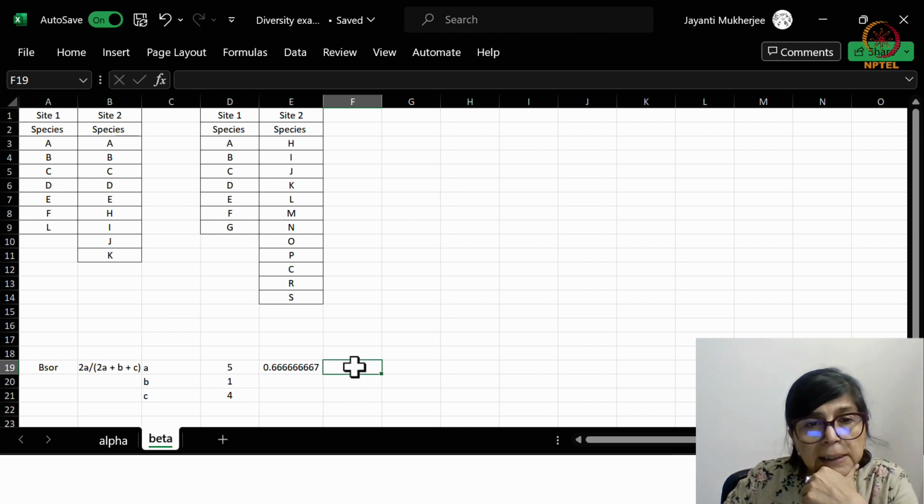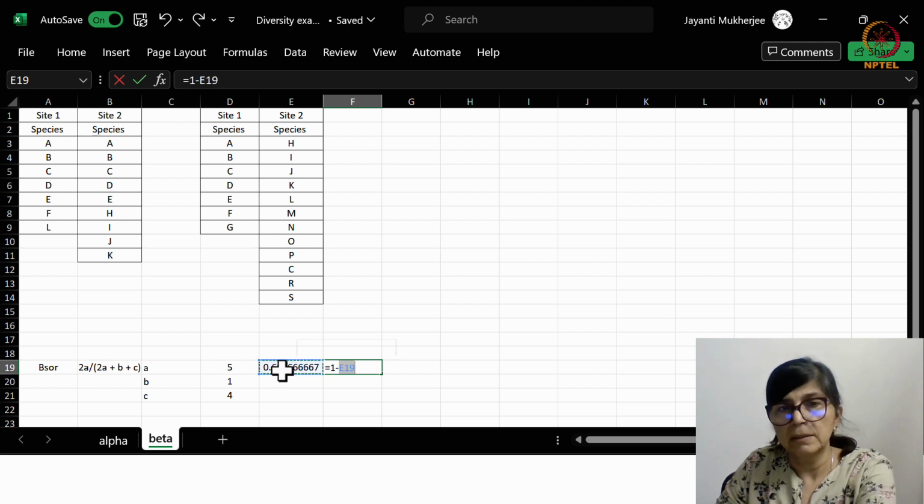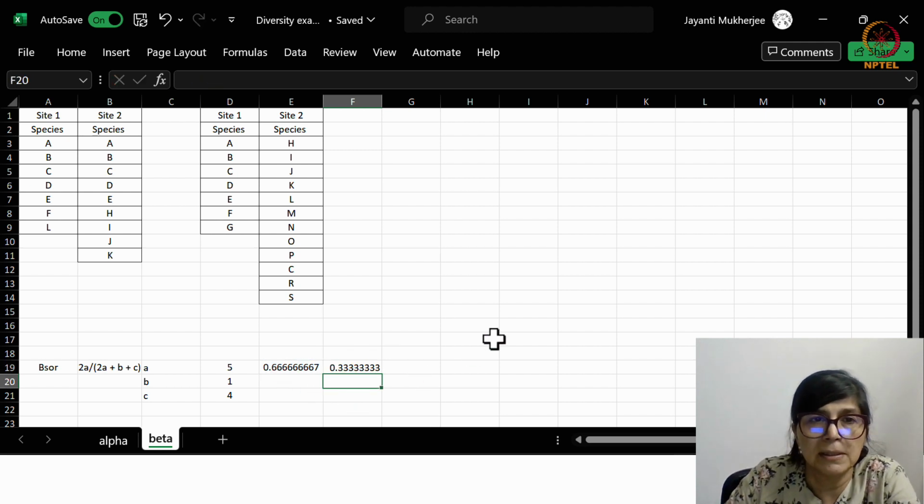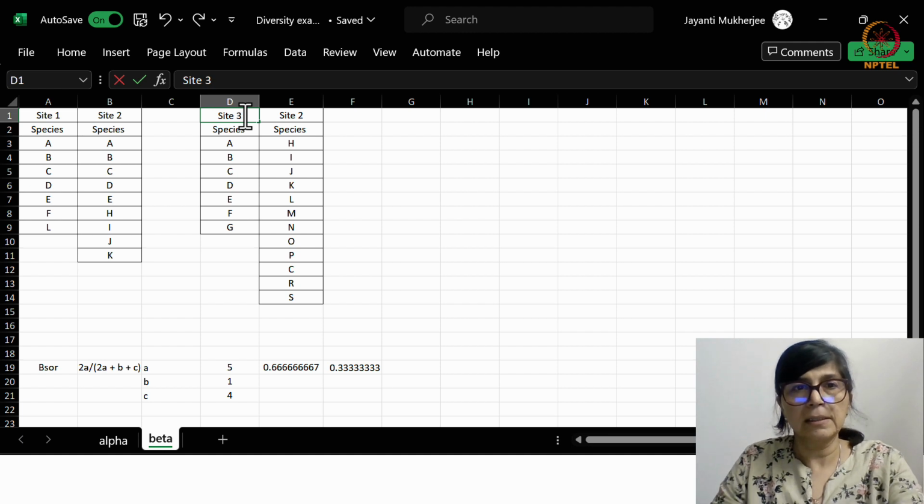And the turnover will then be equal to 1 minus the similarity, which is of course 0.33 or something like that. So now let's do site 3 and site 4.